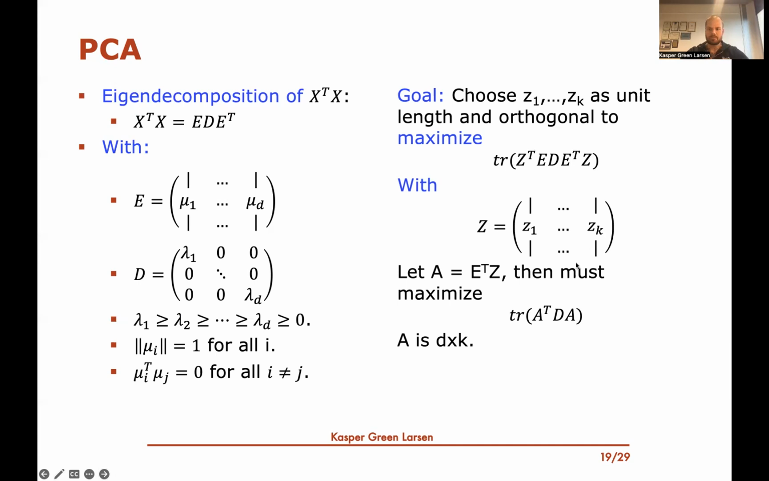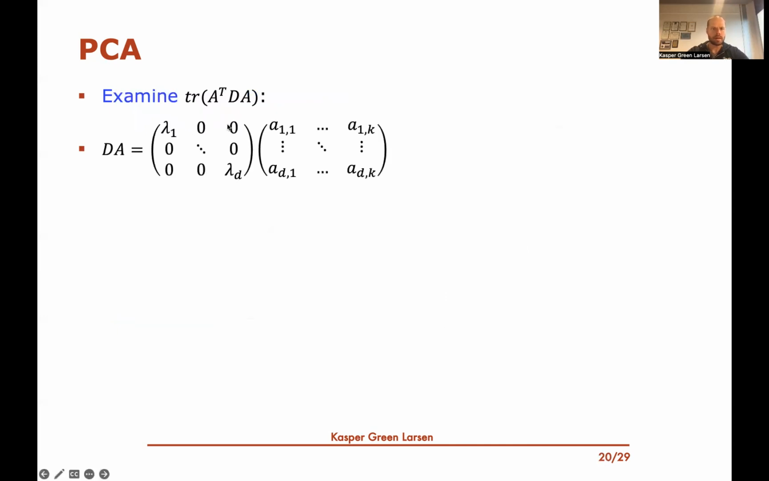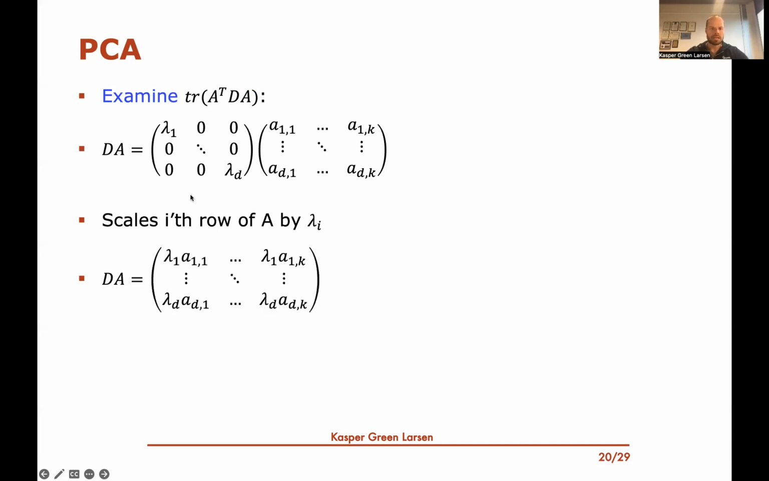Okay, so let's have a look at what this trace is. Let's examine the trace of A transpose D A. Let's start by looking at D times A. A is a matrix with rows, and if we multiply it from the left with a diagonal matrix, then this is going to scale all the rows. In particular, the ith row is going to be scaled by the ith eigenvalue, just by definition of matrix multiplication. So in D times A, the first row is scaled by lambda 1, the second row by lambda 2, and the last row by lambda D. So this is what happens over here.